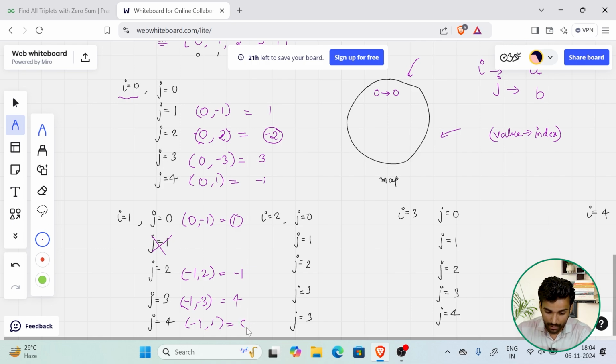Okay. So here you can see that we have got a sum as 0, and this 0 is already present in my map.